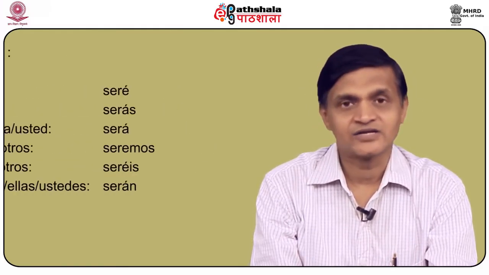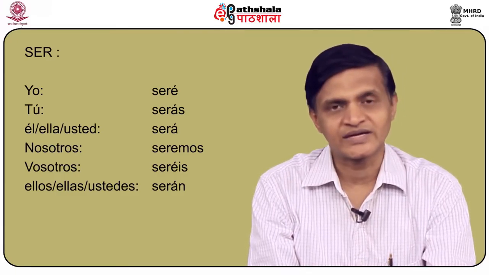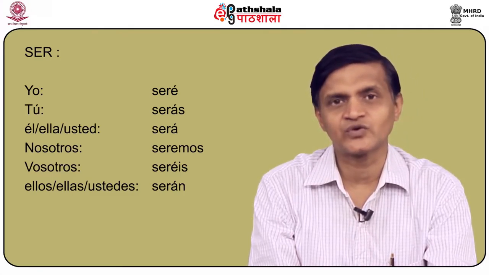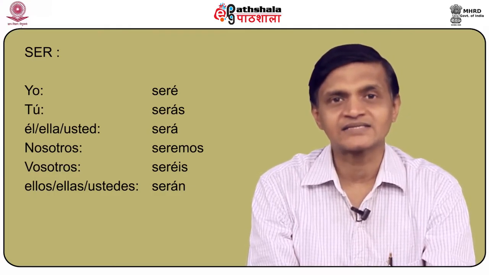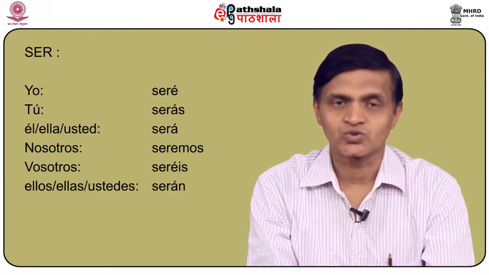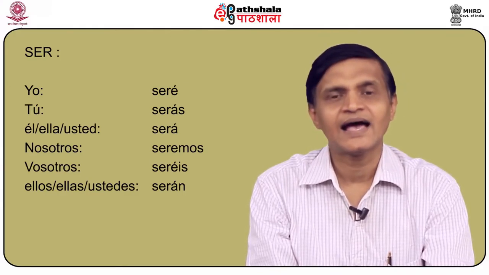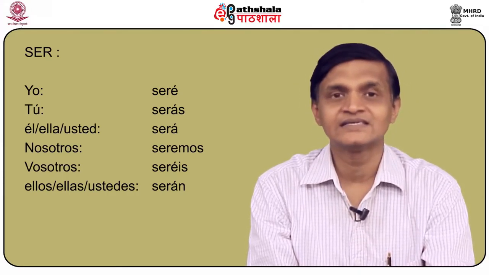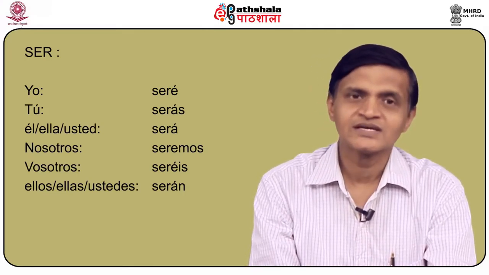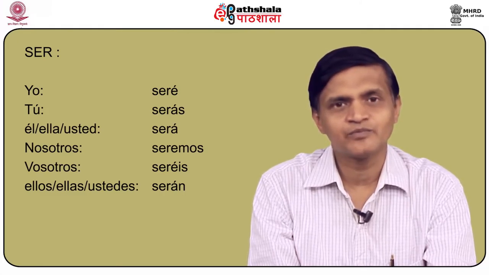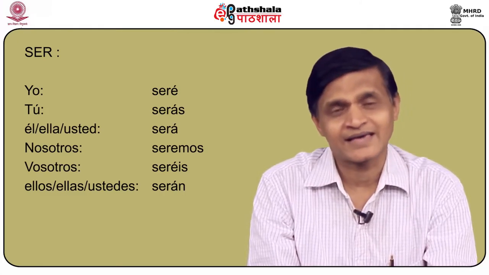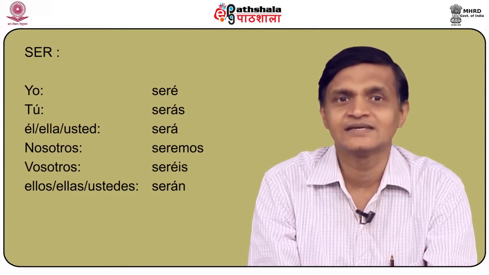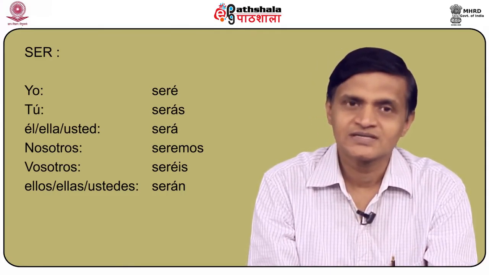Another verb like estar, and it is always better to learn ser and estar together, is ser. And how do you conjugate ser in the future? You conjugate ser in the future in the following manner. Yo seré, tú serás. Él, ella, usted será. Nosotros seremos. Vosotros seréis. And ellos, ellas, and ustedes serán. I repeat, the conjugation of ser in the future is seré, serás, será, seremos, seréis, and serán. The very famous important English song Que será, será is from Spanish, which means whatever will be, right?